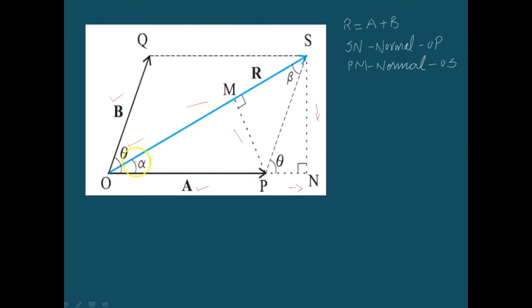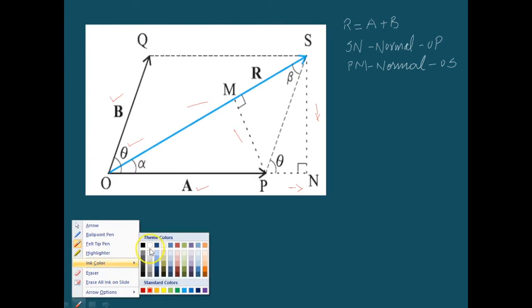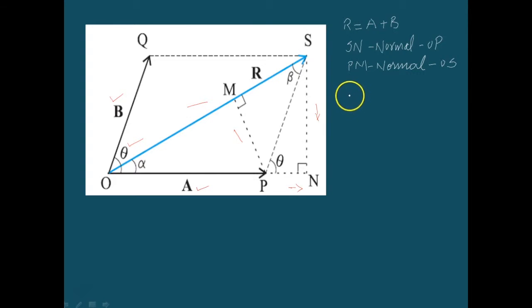And from the geometry of the figure, we can write OS square is equal to ON square plus SN square. Okay, OS square is equal to ON square plus SN square. And we know that ON is given by OP plus PN, isn't it? You can see in the figure.